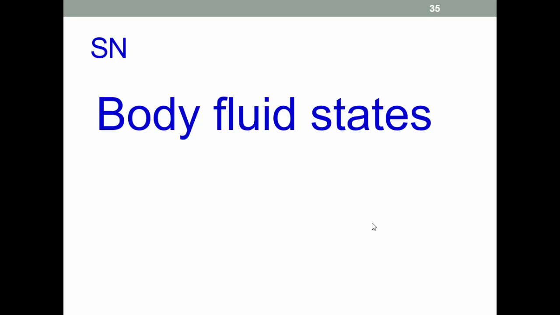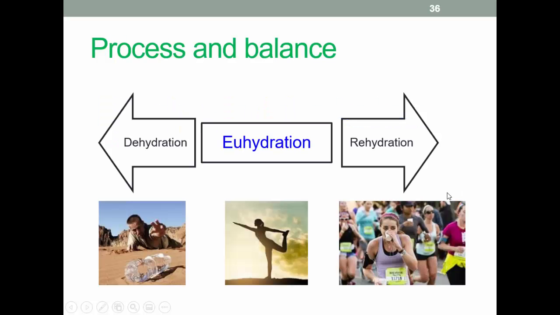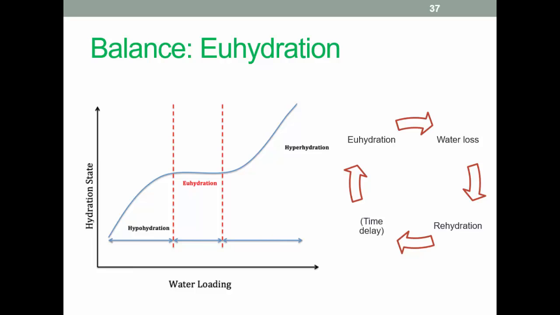Okay, we'll now move on to body fluid states. As we mentioned earlier on, euhydration is our normal condition, or at least the return to our normal condition, with increasing dehydration or rehydration being the extremes. The paper linked here, if you click on the image, it should link you through to a paper. If not, it's in the notes. It notes that the assessment of volume and hydration status is far from easy. The graphs show the relationship between water loading and hydration status, with some definitions here.